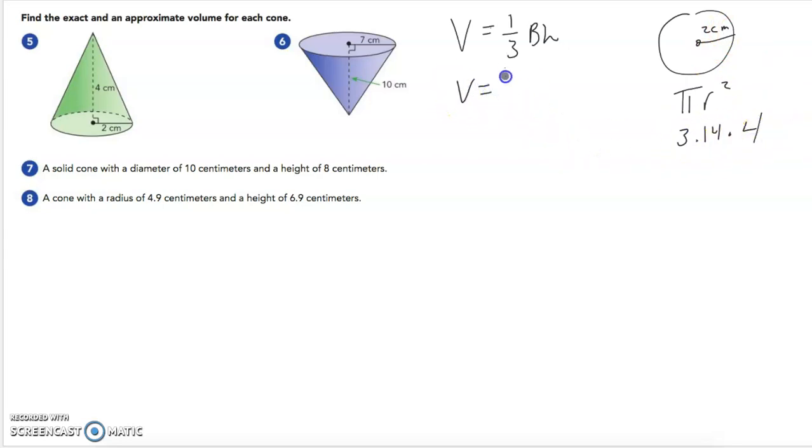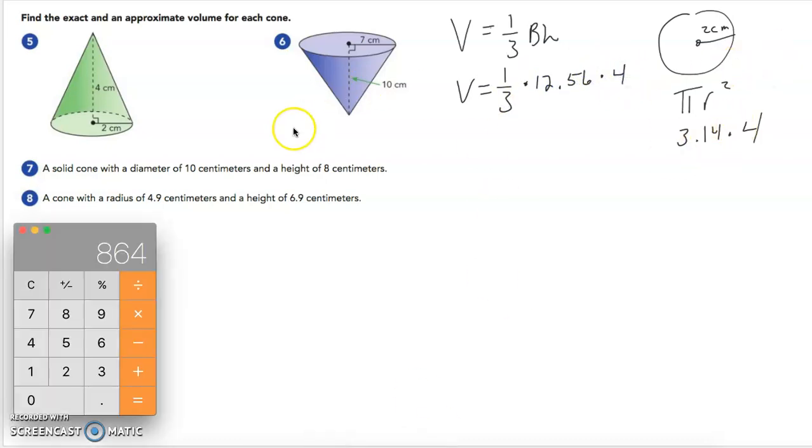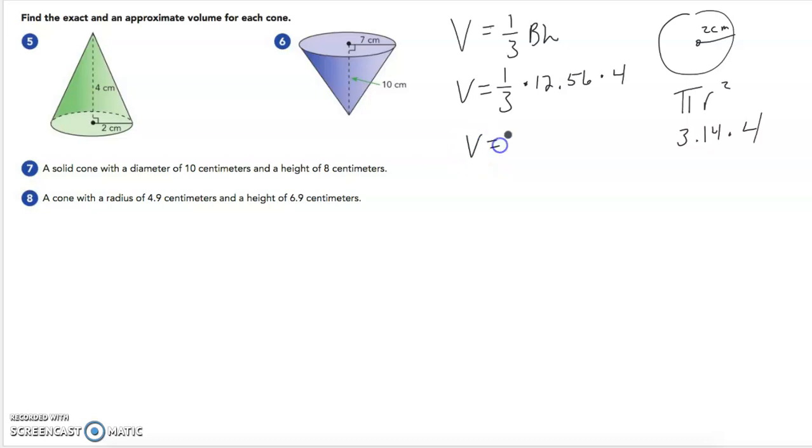So volume equals 1/3 times 12.56 times the height, which is 4. All right, so here we go. So we have 12.56 times 4 is equal to this, divided by 3, which is finding 1/3 of that. It's equal to 16.7. So the volume is equal to 16.7 centimeters cubed. All right, this is for number 5.